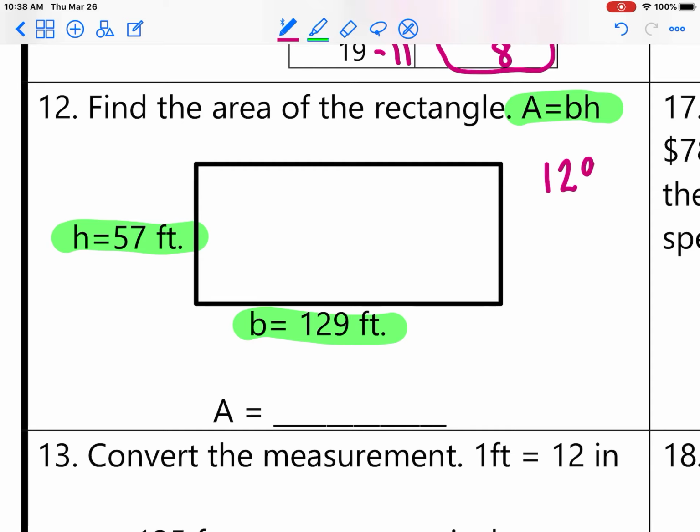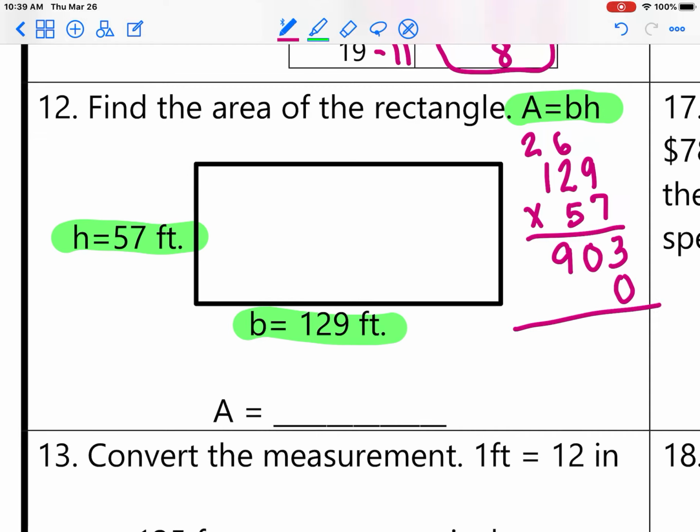I'll start with 129 on top because it's the longer digit. 129 times 57. And you just multiply. 9 times 7 is 63. 2 times 7 is 14. And 14 plus 6 is 20. And then 1 times 7 is 7, and 7 plus 2 is 9. Now we move on down. We put our 0 placeholder. And we start with 5.